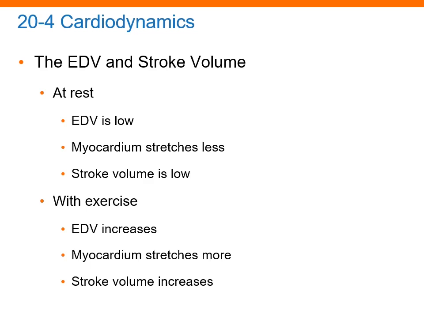With exercise, the end diastolic volume increases. You're going to learn a lot more about this, but the specific reason why the end diastolic volume increases is because when you're exercising, your skeletal muscles are compressing your veins, and that is forcing the blood to move back to the heart. The myocardium stretches more then with a higher end diastolic volume, and that directly increases the stroke volume.